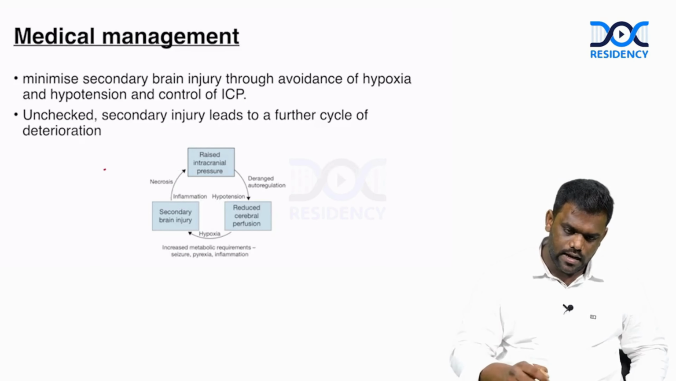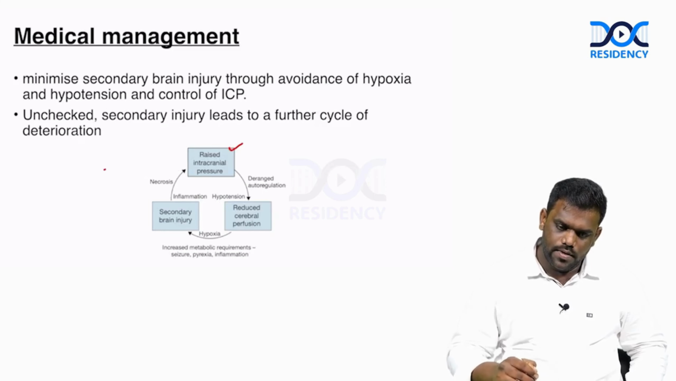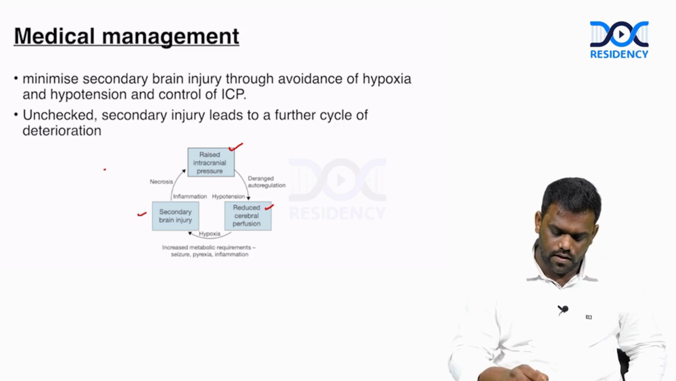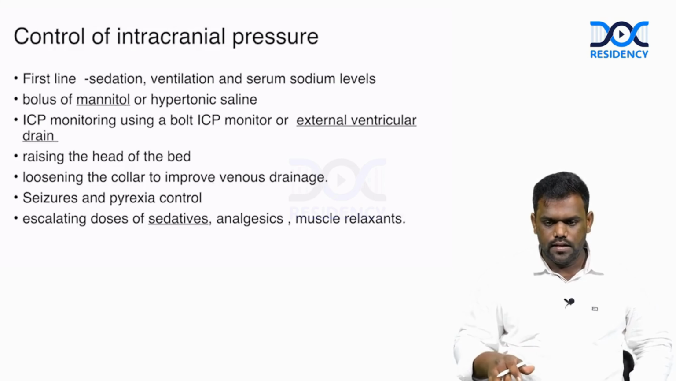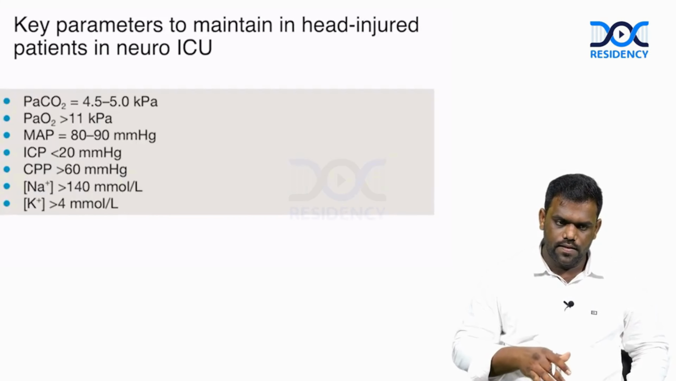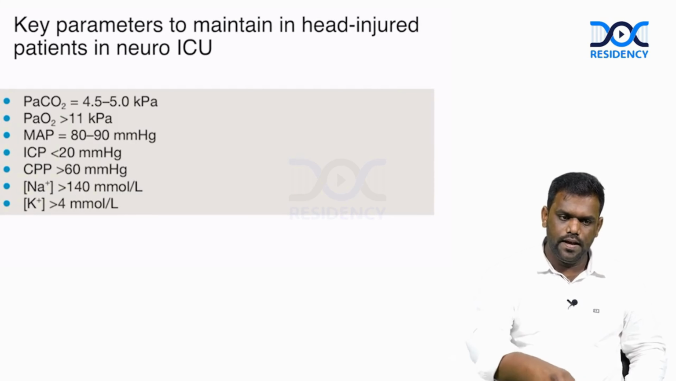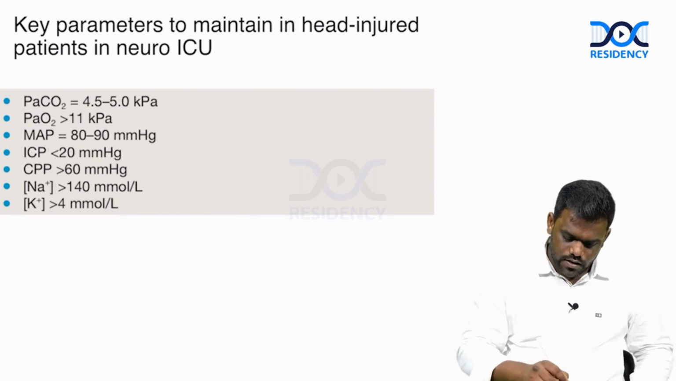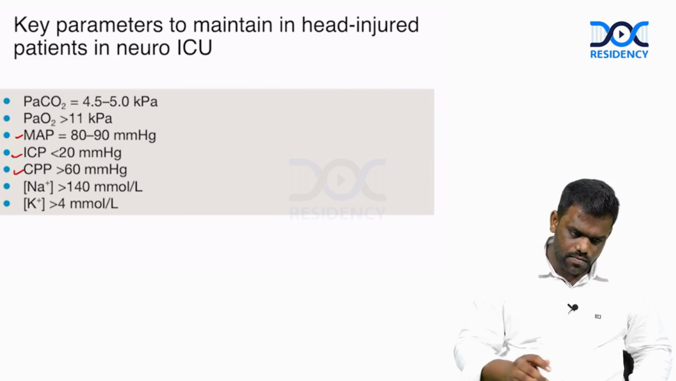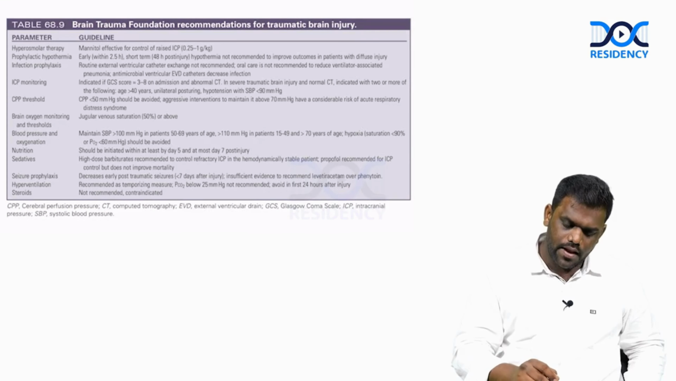This is the vicious cycle of ICP: raised ICP will cause reduced brain CPP, which will again cause secondary brain injury, and the secondary brain injury will cause raised ICP. So, these are various measures of control of ICP. The key parameters to keep in a head injury patient in the neuro ICU: the MAP should be 80 to 90, ICP should be less than 20, and CPP should be more than 60. These are the recommendations given by the Brain Trauma Foundation for traumatic brain injury patients.